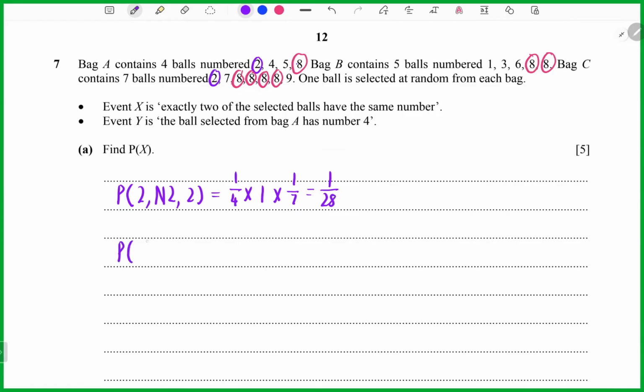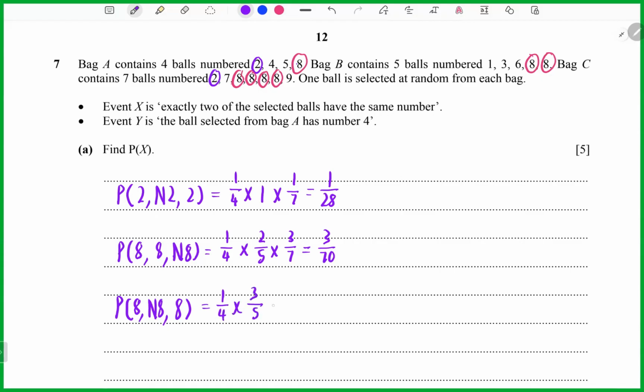So P here. Okay, first, now we start with the first. So you will get 1 over 4 times 2 over 5 times, now here we take 3 over 7. So now we will get 3 over 17. Next, I will take 1 over 4, 3 over 5 times 4 over 7. So I will get 3 over 35.